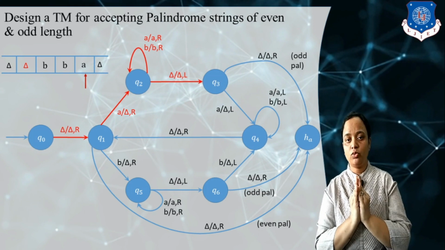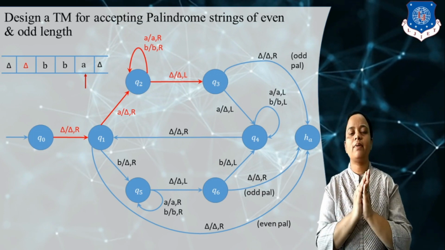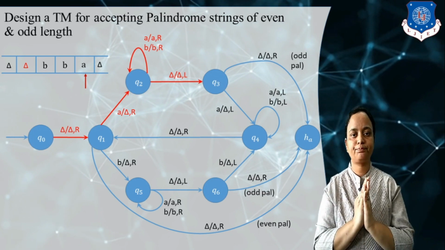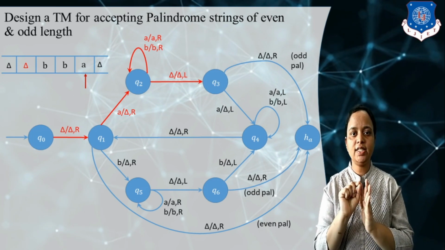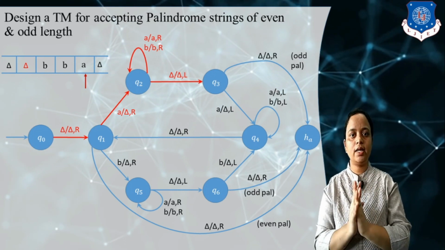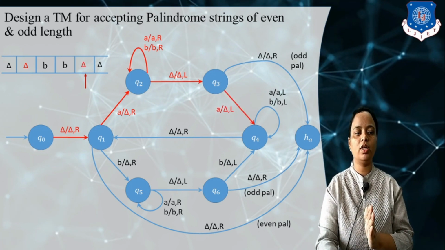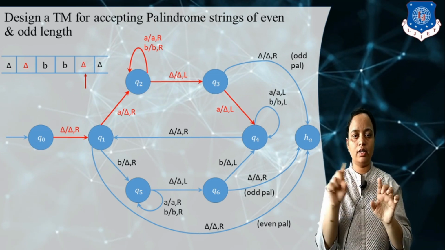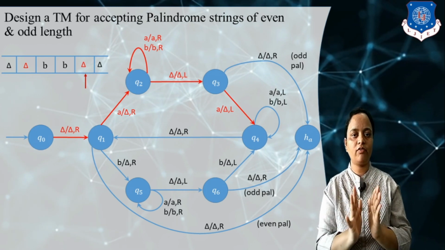If you see at Q3, the Q3 state says that if it is A, then it is replaced by delta, not any other symbol. So Q3 is used to replace the input character. If it is A, then it is replaced by delta. So if you see it is my A, A is replaced by delta. Here I have replaced A by delta and moved to the left side. Okay, so in this way we have completed the first round.